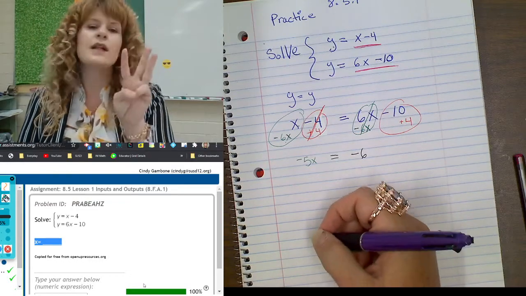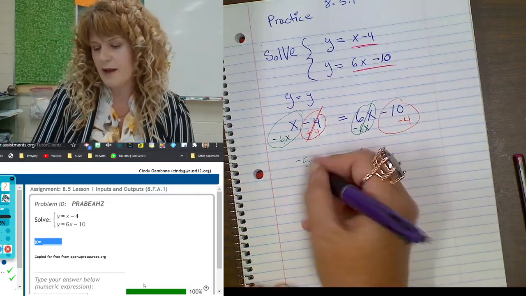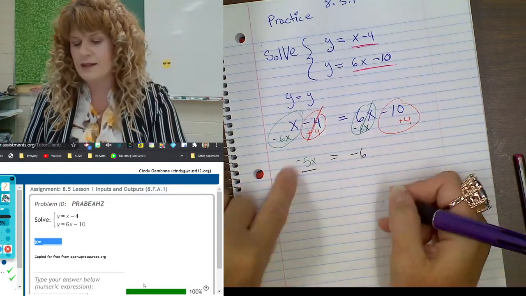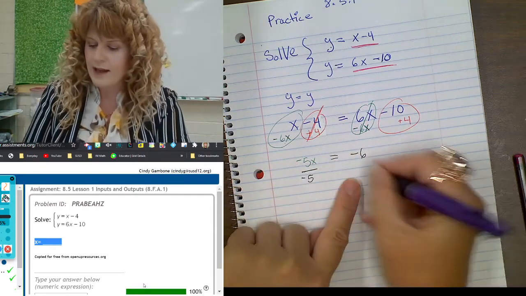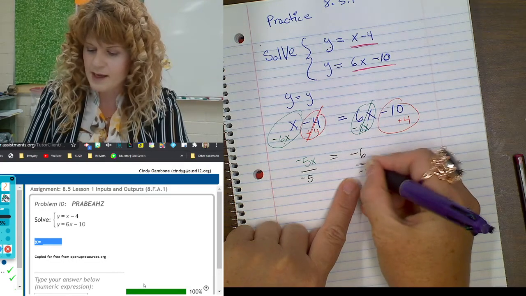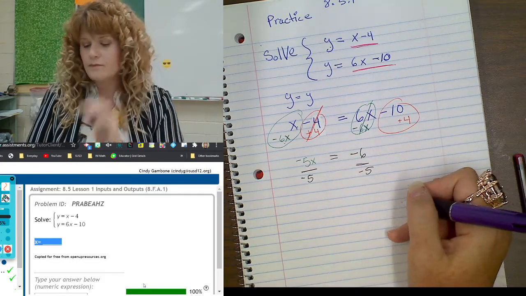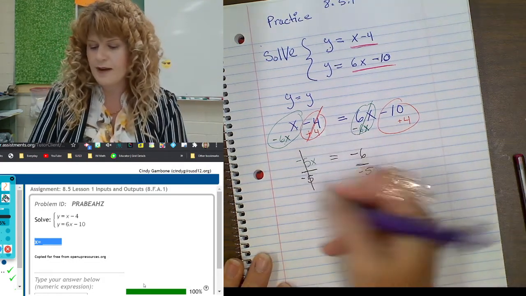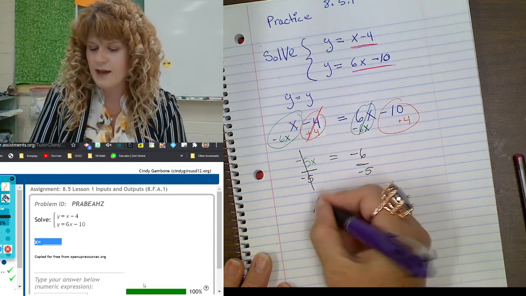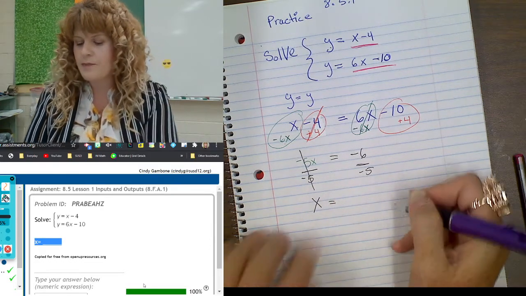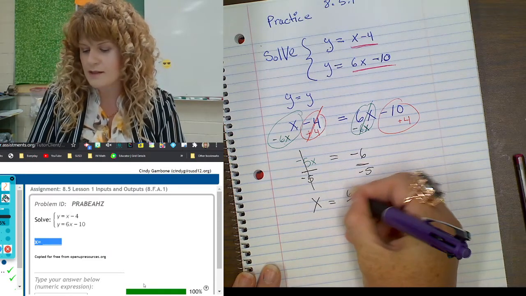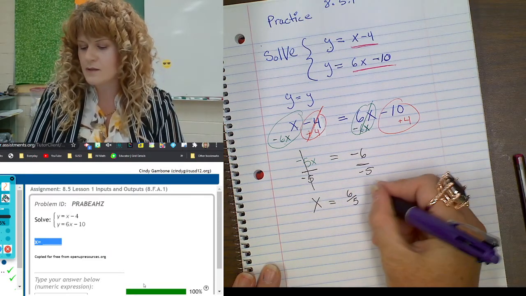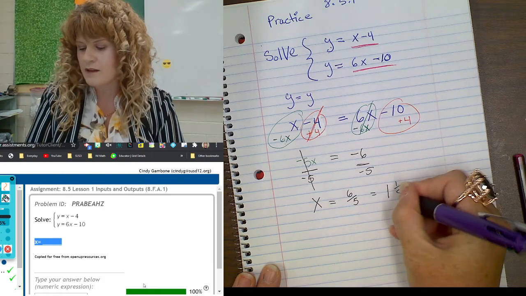Step 3, isolate the variable. I have to divide away this negative 5 in order to get x by itself. And I have to do the same thing to both sides of the equation. So negative 5 divided by negative 5 cancels out, and I get x equals negative 6 divided by negative 5, which equals positive 6/5, which is also 1 1/5.